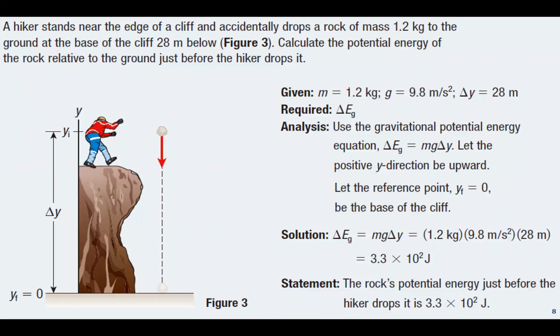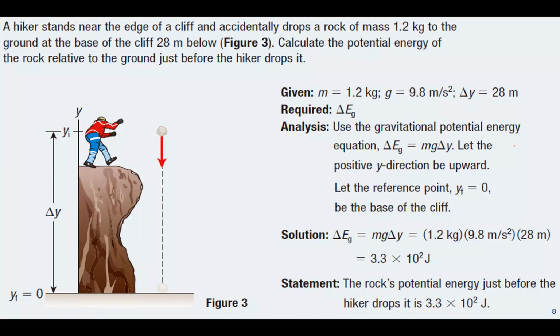All right, so in this problem, we are given the following information. The mass of the rock is 1.2 kilograms, and the acceleration due to gravity is 9.8 meters per square second by default. This is a value of this acceleration near the ground of the Earth, right? And if we choose the ground as a reference point, be careful with this because before you calculate any potential energy, you need to choose a reference point first. Also, the positive direction of the y-axis. So if we specify the ground is the reference point, we know delta y is 28 meters, right?